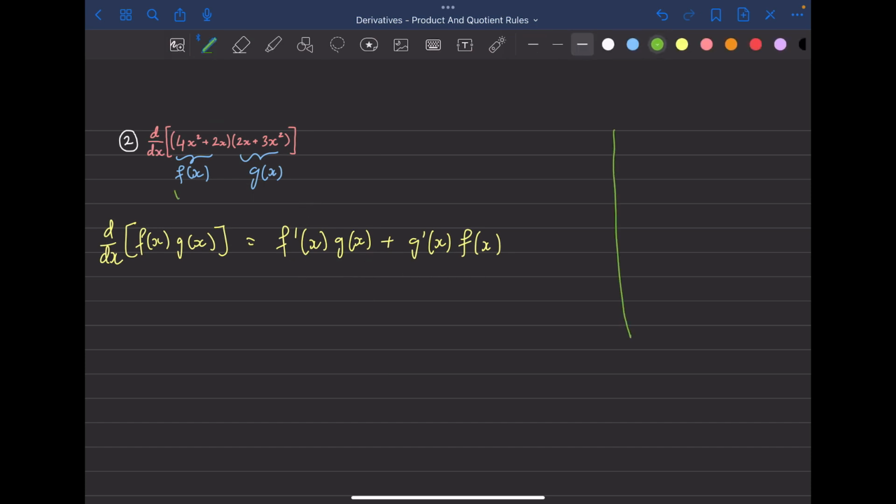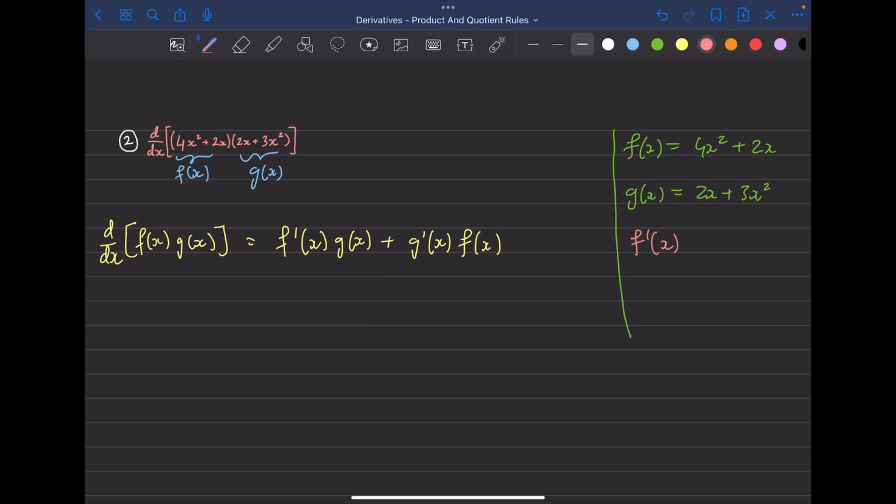So first off, we know that f of x is 4x squared plus 2x. We already know that. And then g of x is 2x plus 3x squared. We also know that as well. So once again, these two, the way you get them is just look at the question and copy down what you see. And now we actually have to calculate stuff.